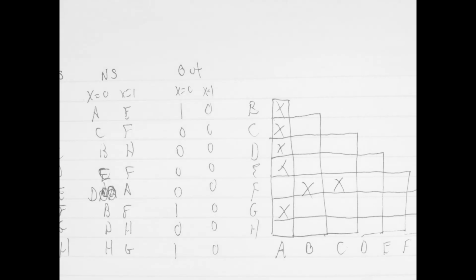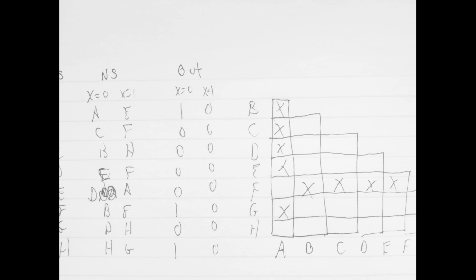When we compare B against F, it has a different output. When we compare C against F, it has a different output. D against F, different output. E against F, different output. F against G, different output. And when we compare G against H, it has a different output.